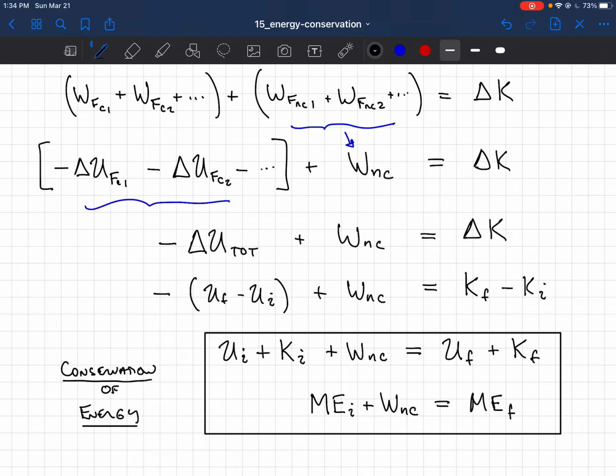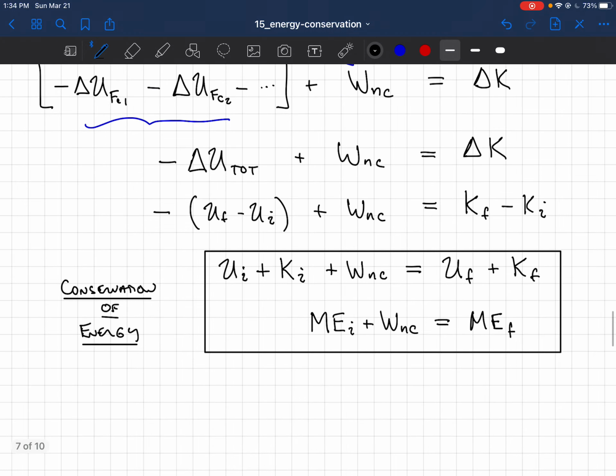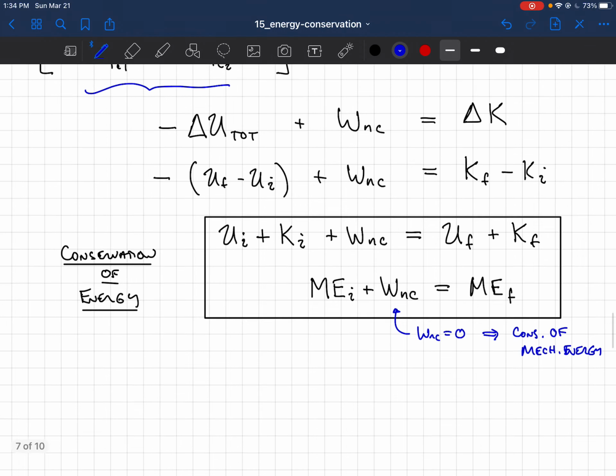And within this statement of conservation of energy, we also have a statement of conservation of mechanical energy. Because work non-conservative equals 0 implies conservation of mechanical energy. So if there are no non-conservative forces doing work, then you just get ME_i is equal to ME_f. We can use that.